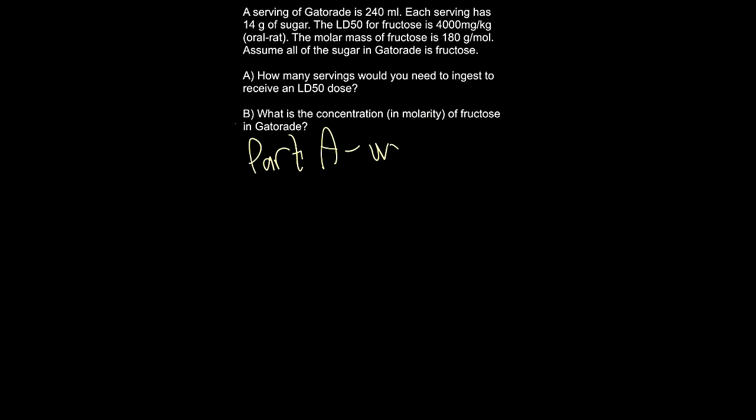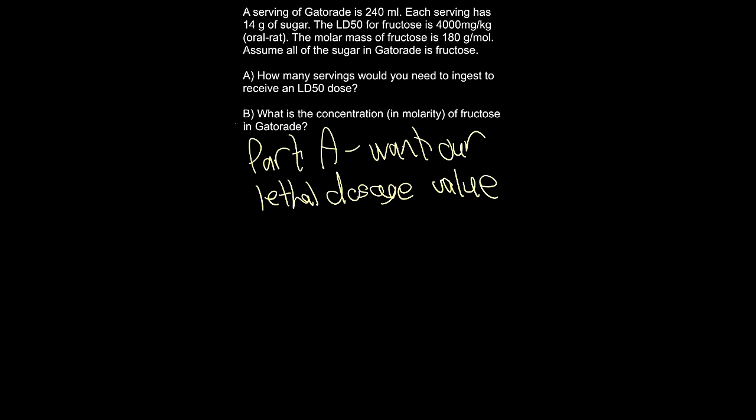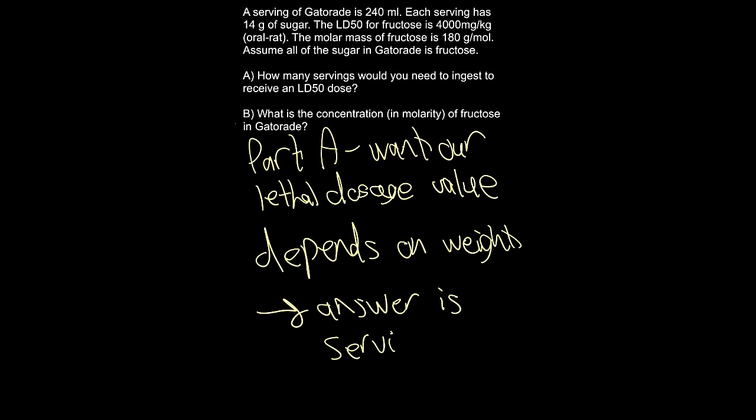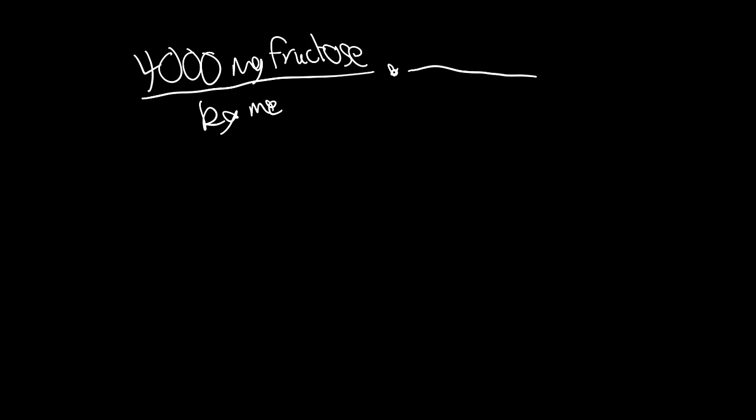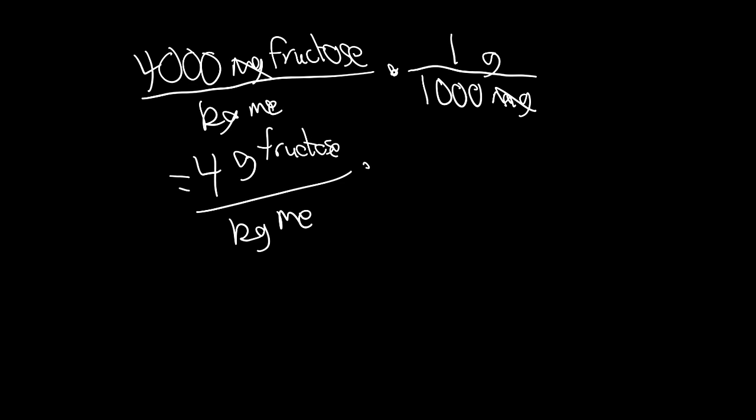So, now that we know what we're doing, to solve part A, we want to find the lethal dosage of Gatorade for a human. Granted, this is going to depend on weight, so we will leave our answer in terms of servings of Gatorade per kilogram of our weight. To get this, we'll take the LD50 value, e.g. the 4,000 milligrams fructose per 1 kilogram of weight, and multiply by the conversion ratio for milligrams to grams to get the 4,000 milligrams into grams. This is because we know the grams of fructose in a serving of Gatorade, so we can take this result and use the given conversion factor, e.g. that there is 14 grams of sugar for every serving of Gatorade.